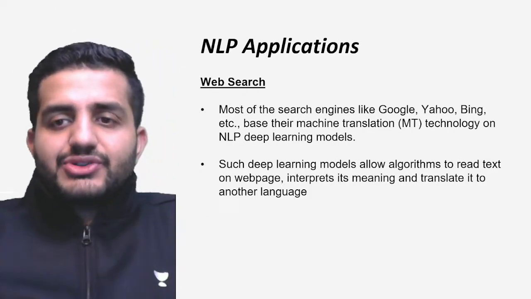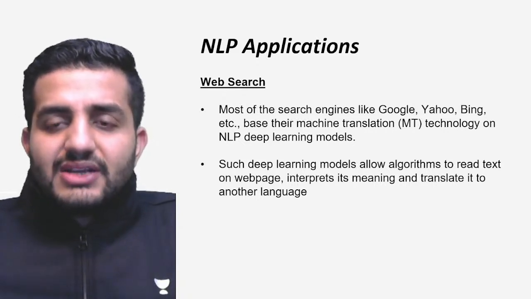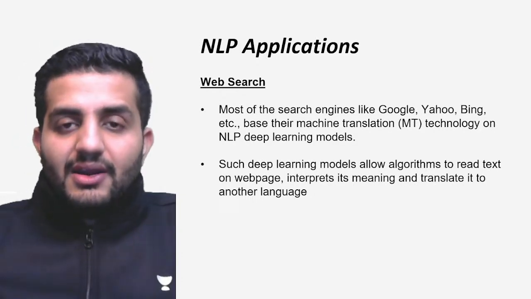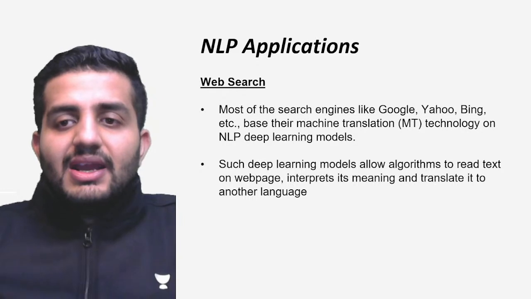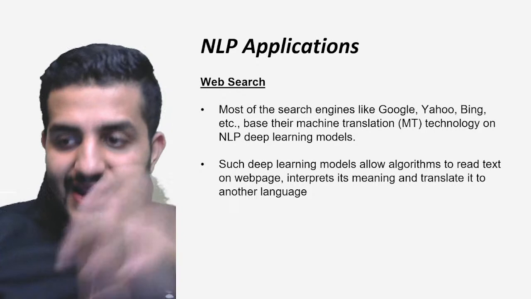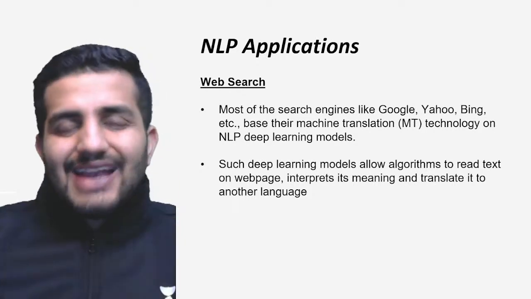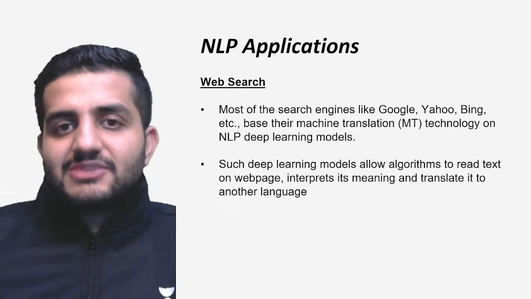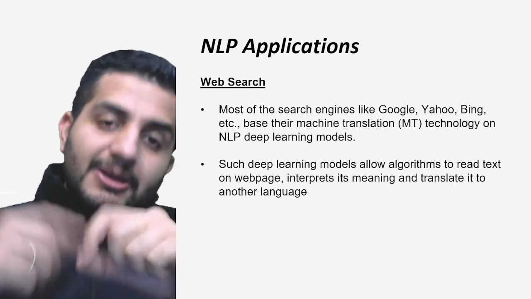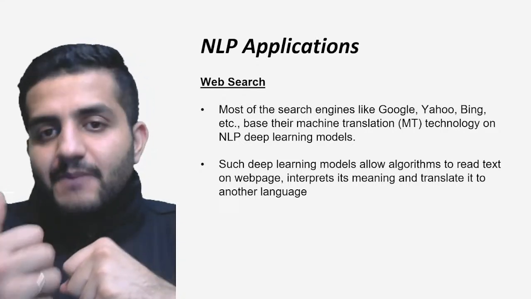Web search, as I was talking about. Most of the search engines like Yahoo, Google, Bing are using machine translation technology to do the NLP deep learning searches, right? Technically, they first try to understand the text we give. For example, if I say what is the capital of India, right? It is able to understand the text behind it, the contextual meaning of my search, right?